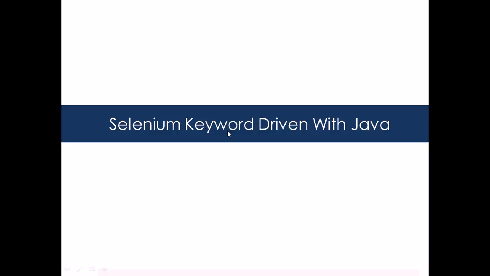So the next in the series is going to be Selenium keyword driven with Java. When you consider Selenium keyword driven, it's going to have some standard business keywords such as open, click, send keys, login or register. Such keywords are going to be used over here, and these keywords are going to be driven from an Excel sheet. So it is termed as keyword driven.